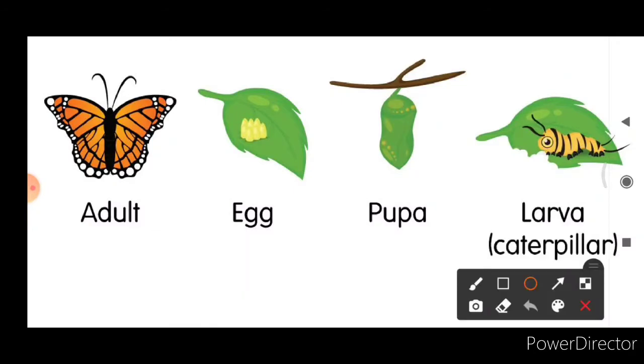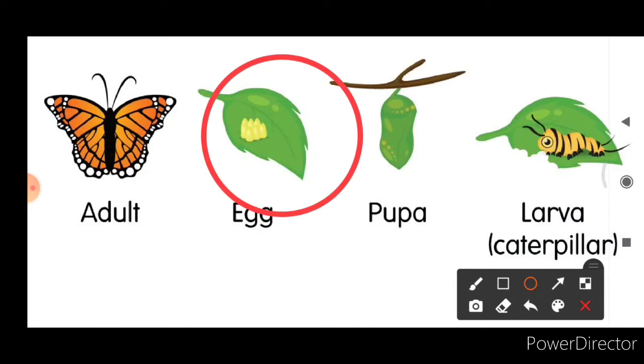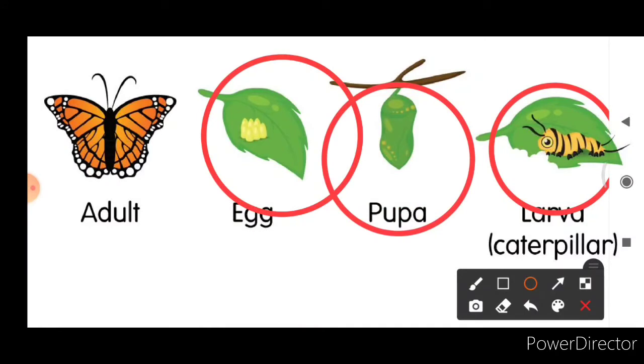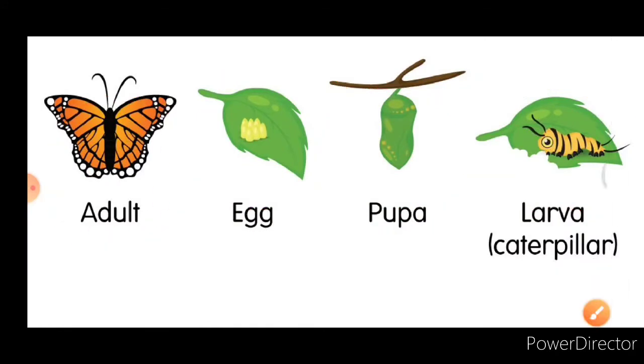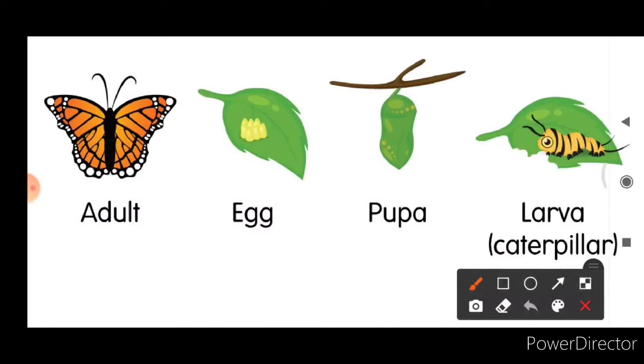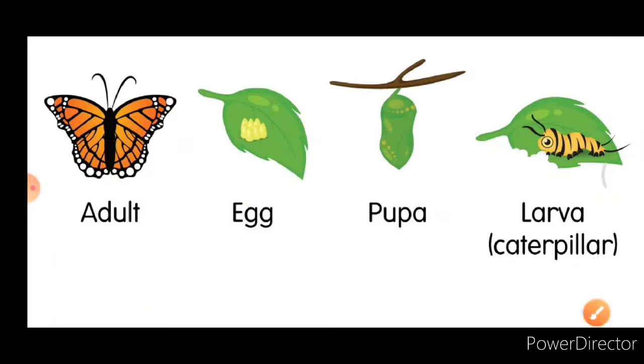Let's see. The first stage in the life cycle of the butterfly is egg. Then it is second stage where the larva eats a lot. That is larva. Then the third stage is pupa. Then the last stage is adult, right? So, let us try to write this. First one is egg, then larva, then pupa, then adult, right? Let's move further.